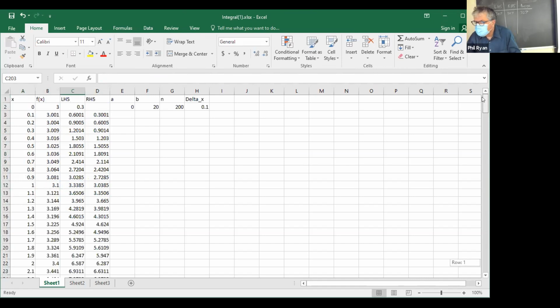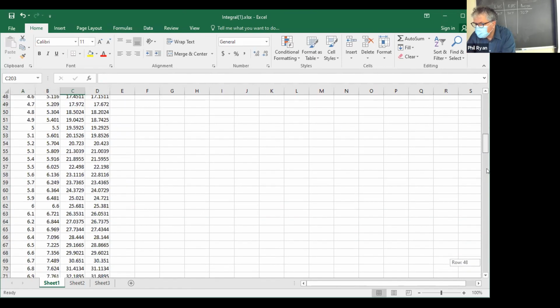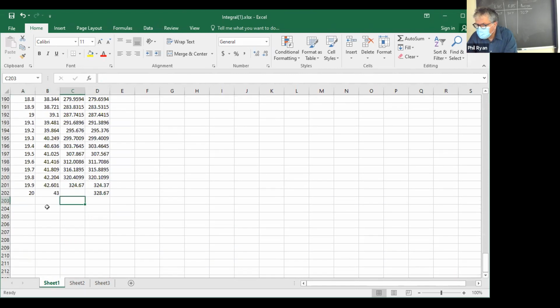Okay. So the left-hand sum goes from 0 to 19.9 now. And so that's 324.67. The right-hand sum is 328 and 2/3. So my answer here would be 326 and 2/3, the average there.